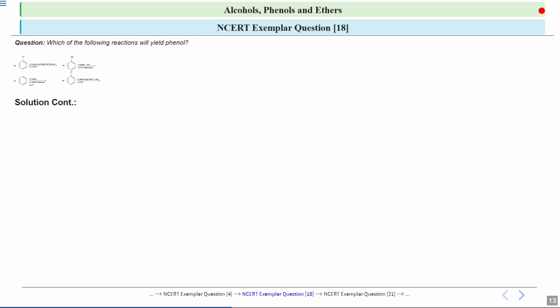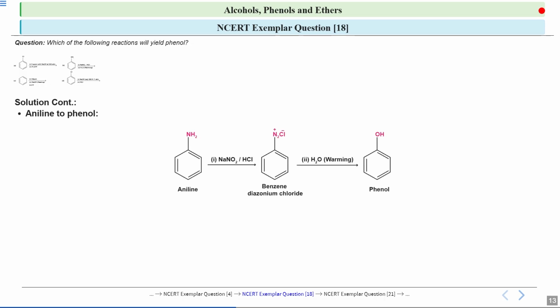Now let us look at option B. It is aniline to phenol. You are converting aniline to phenol. Starting here, this is aniline, a primary aromatic amine. When you treat it with NaNO2 in the presence of HCl, you get benzene diazonium chloride. So here diazotization is happening, and this process takes place at low temperature, that is 0 degrees Celsius to 5 degrees Celsius. Aniline is getting converted to benzene diazonium chloride.